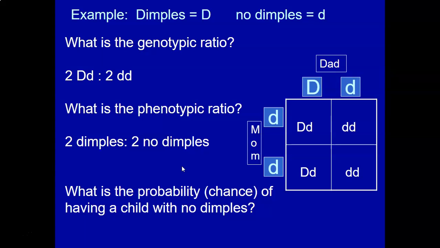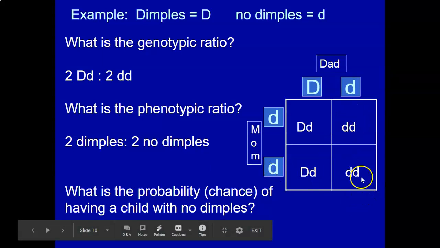Next question. What is the probability or chance of having a child with no dimples? For probability, remember, you can write it as a fraction or as a percent. So in this case, no dimples. No dimples would be these 2 children. So you would say 2 out of 4 or 50%.